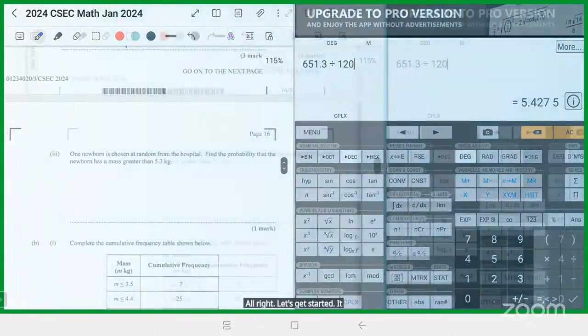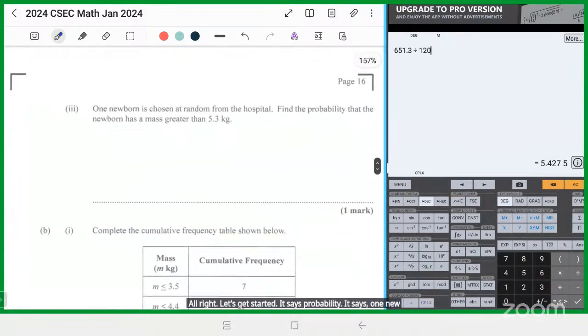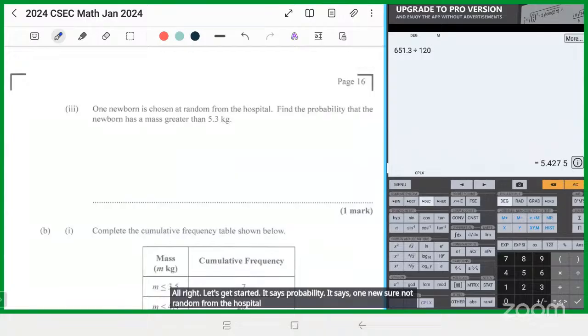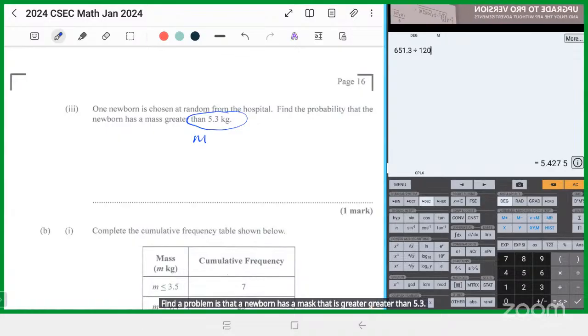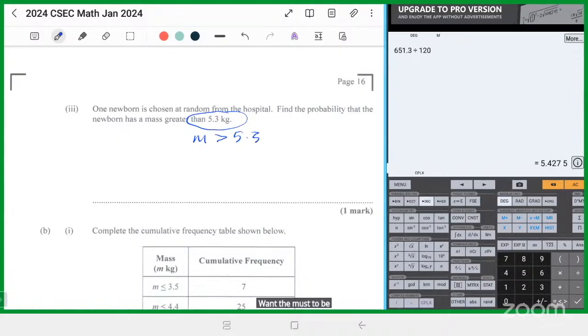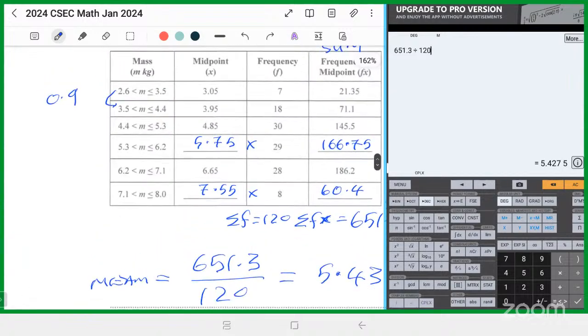It says, probability now. One newborn is chosen at random from the hospital. Remember, you're choosing from 120, right? Find the probability that the newborn has a mass that is greater than 5.3. You want the mass to be greater than 5.3 kilograms. So we need to see how many babies have a mass greater than 5.3. Let's look at the table. This is 5.3 here.